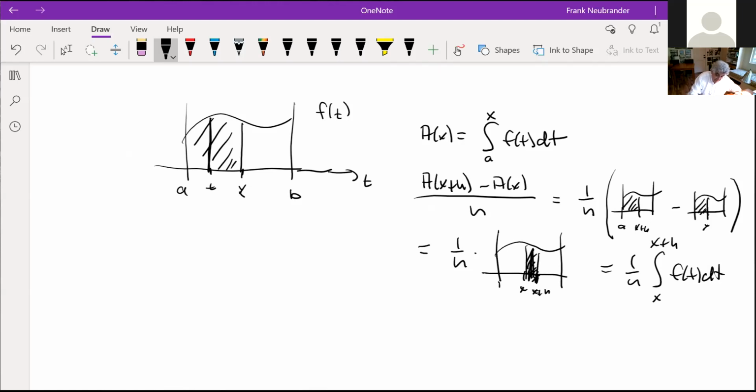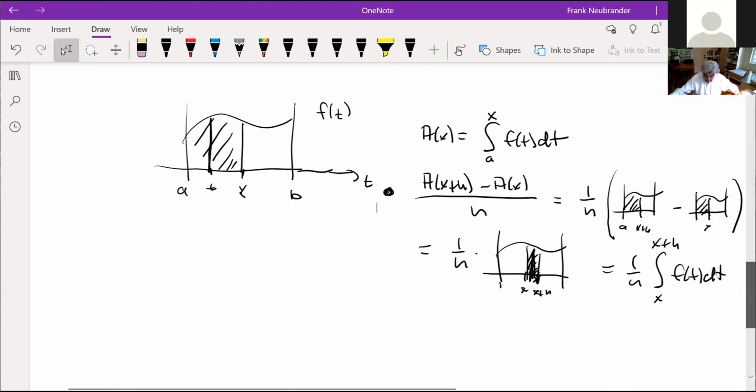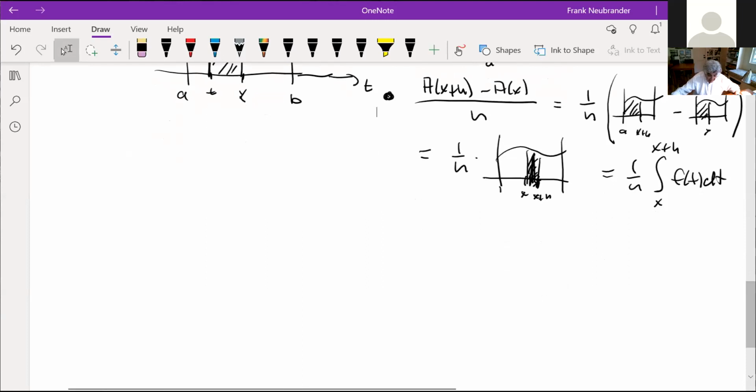So that is the first thing. This is basic algebra. There is not much math. It's just a definition. Look at the definition: what is A of x plus h minus A of x over h? Okay, and now we use the second key element of integral calculus.